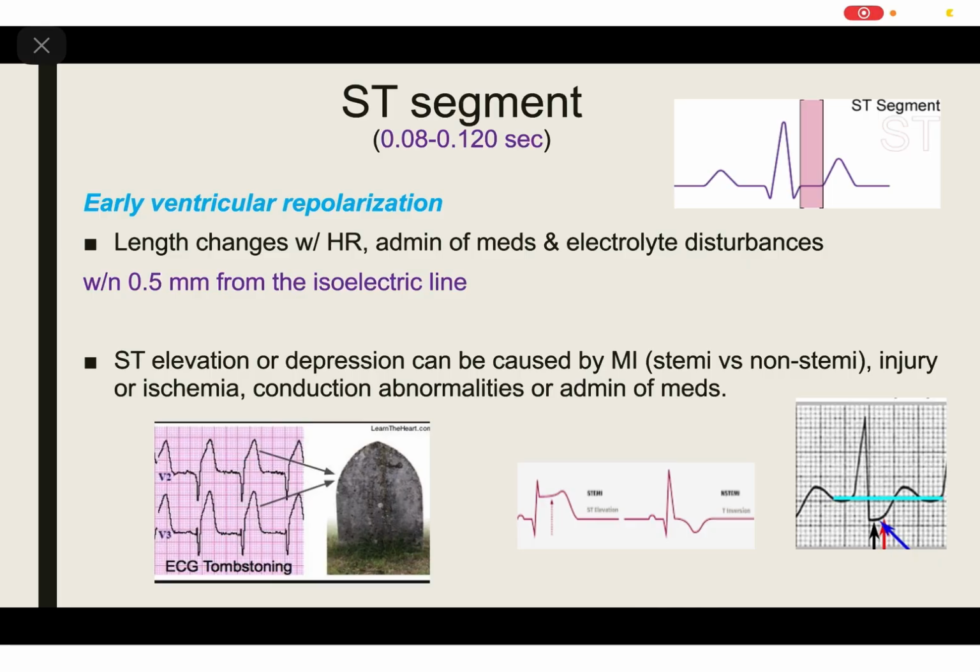Like I said, I'm not going to bore you with that. Just note that ST segment 0.08 to 0.120 seconds is our normal range. We don't want it greater than that. And then with that, if it looks big, there could be some pathology there.